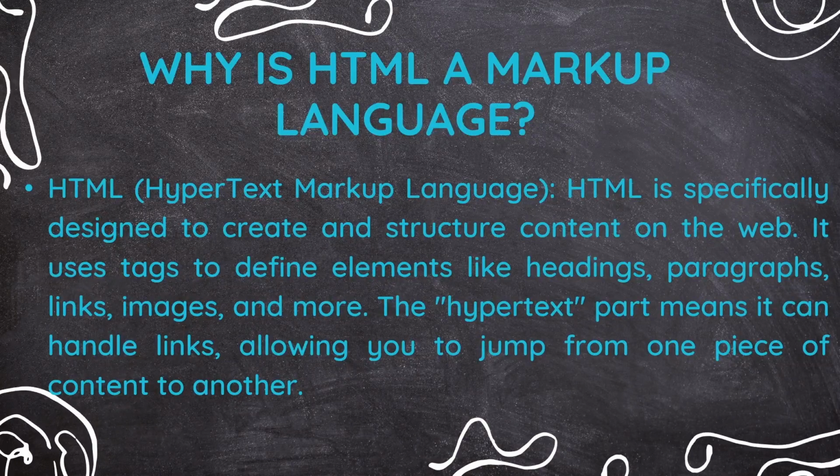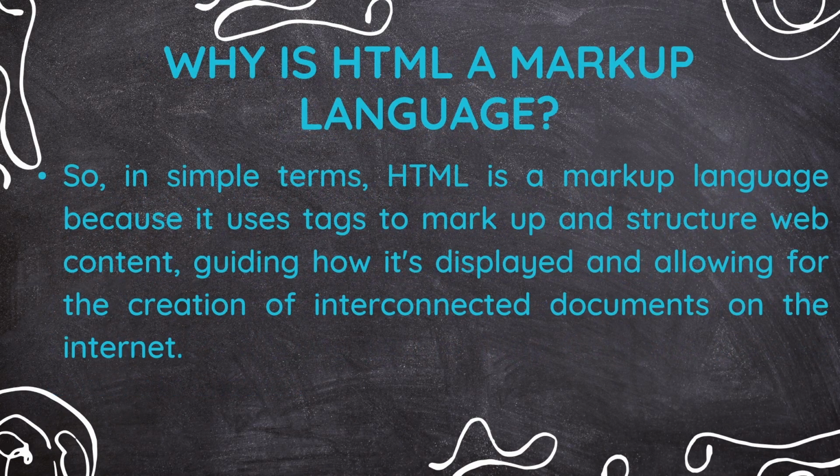In simpler terms, HTML uses something called tags to define different parts of a web page, like headings, paragraphs, links, and images. The hypertext part in HTML means it's really good at handling links. These links are like digital pathways that let you easily move from one piece of content to another. So, in essence, HTML makes it possible for websites to have a well-organized structure, making it easy for users to navigate through different pieces of information on the web. So, in simple terms, HTML is a markup language because it uses tags to mark up and structure web content, guiding how it's displayed and allowing for the creation of interconnected documents on the internet.